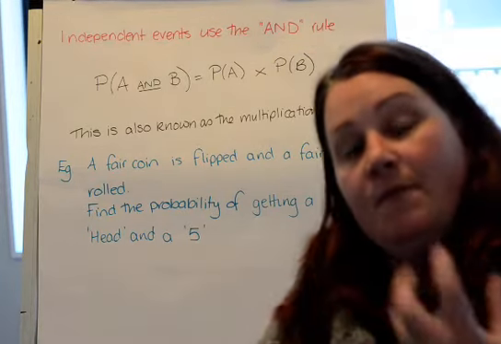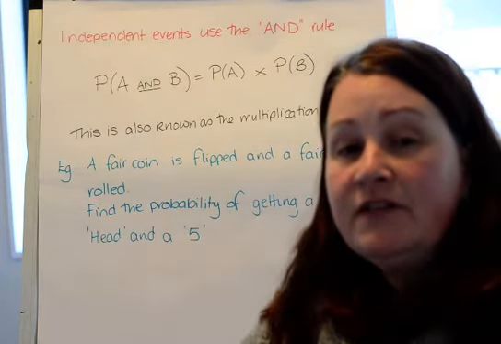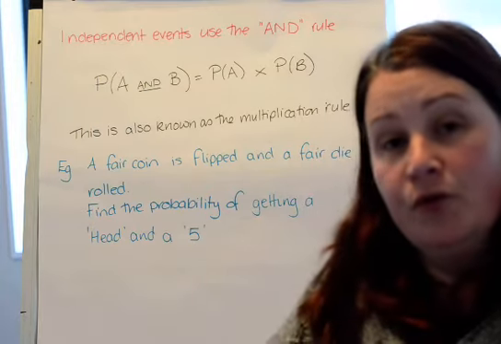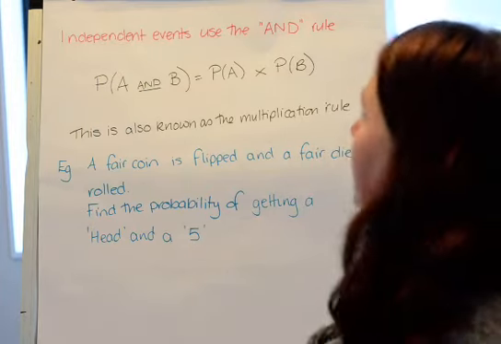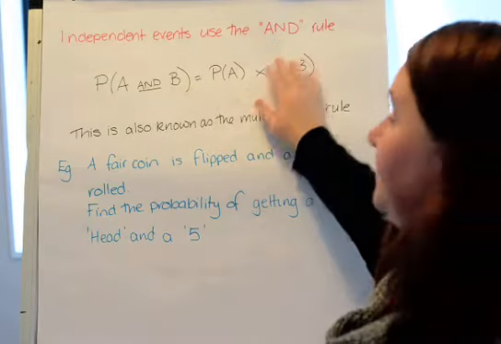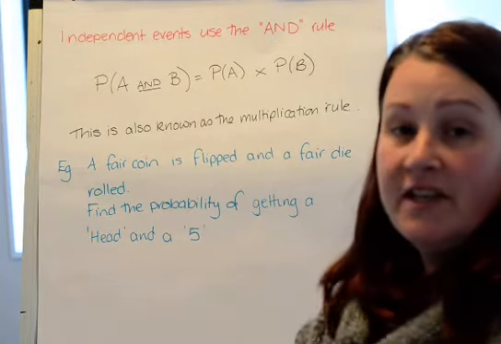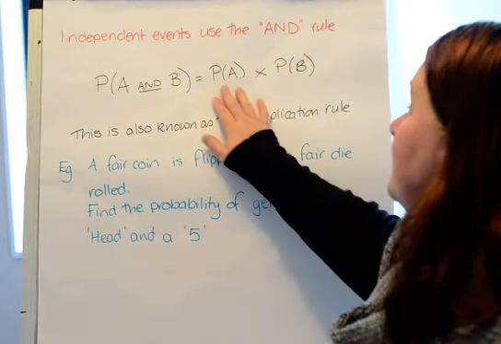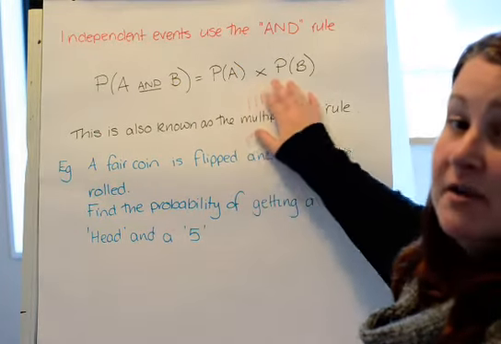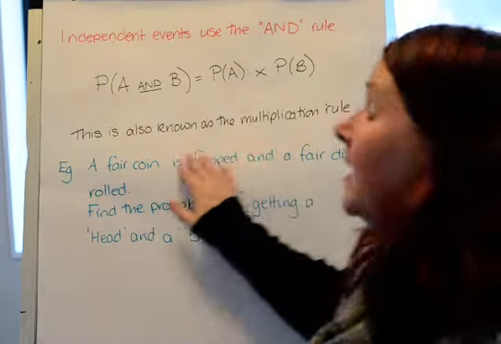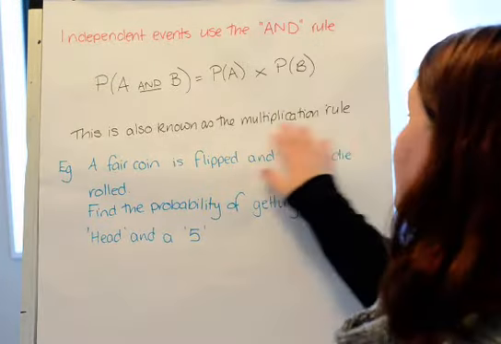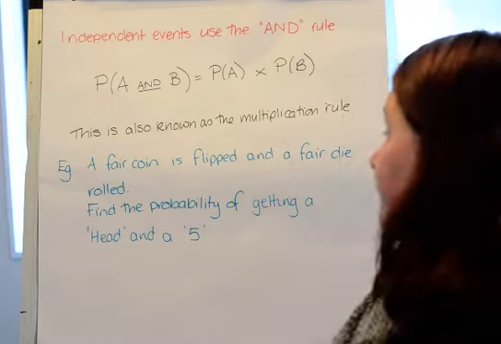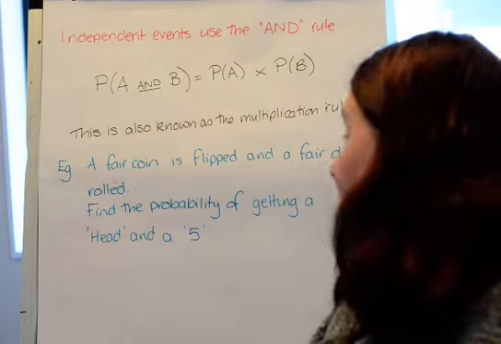So, if you remember, when we were looking at exclusive events, they used the OR rule. For independent events, we use the AND rule. So this means that the probability of A and B occurring, if A and B are both events, is the probability of A multiplied by the probability of B. Sometimes this is also known as the multiplication rule. So let's look at an example.